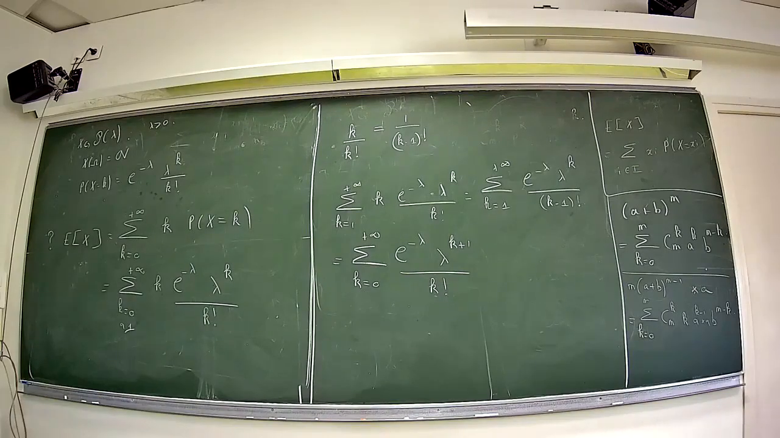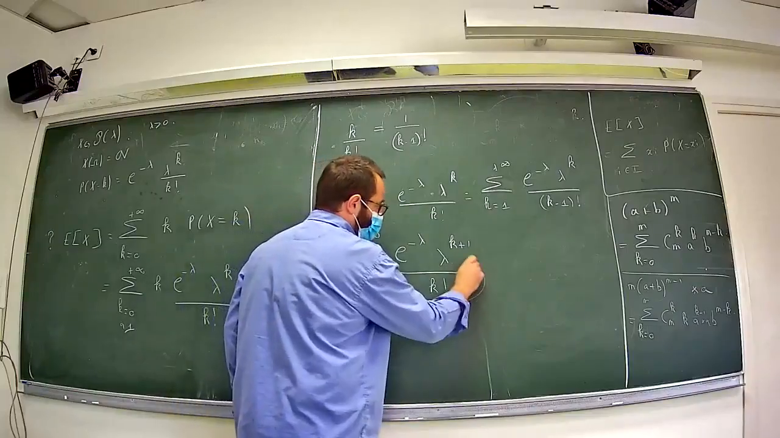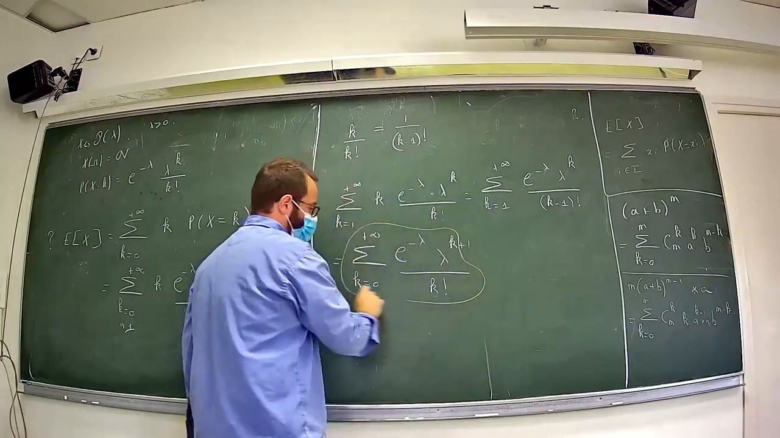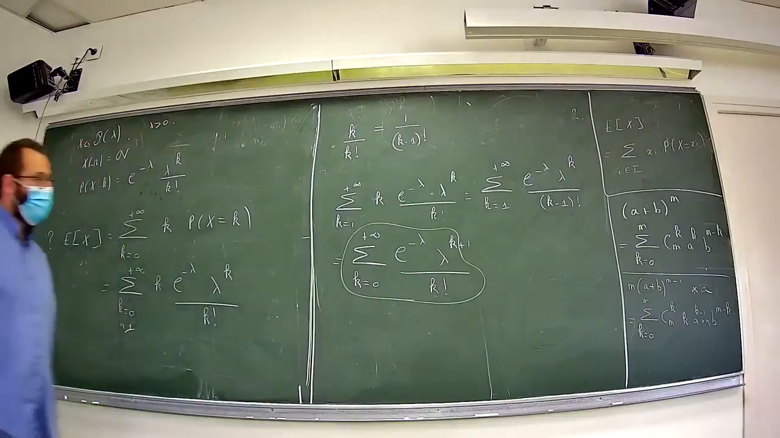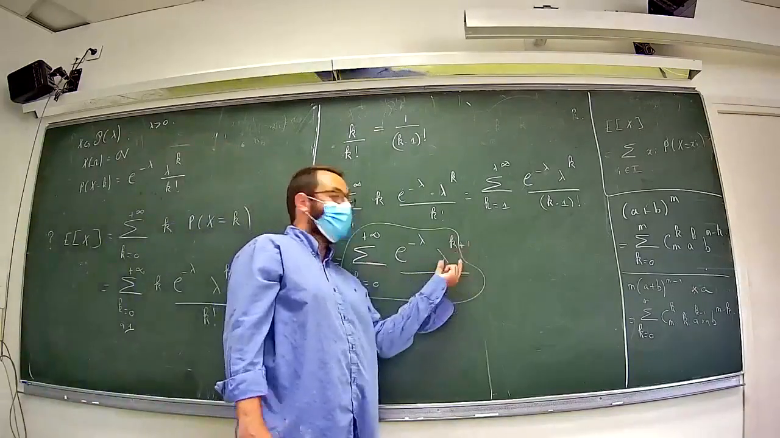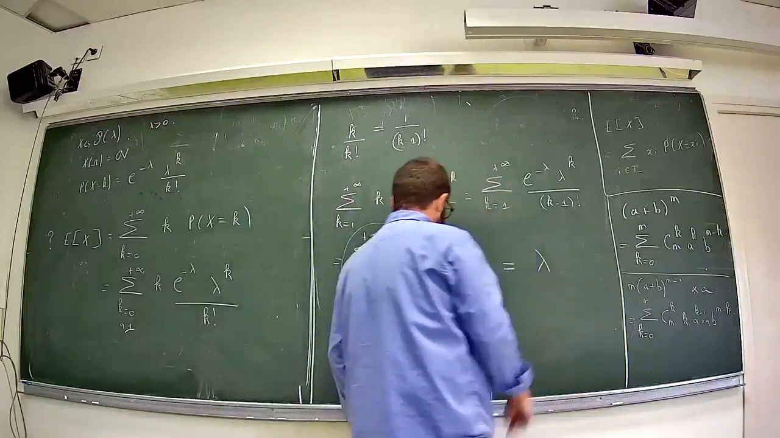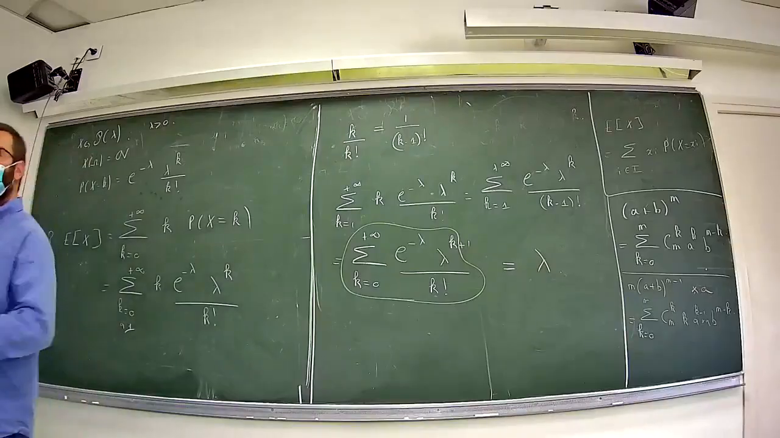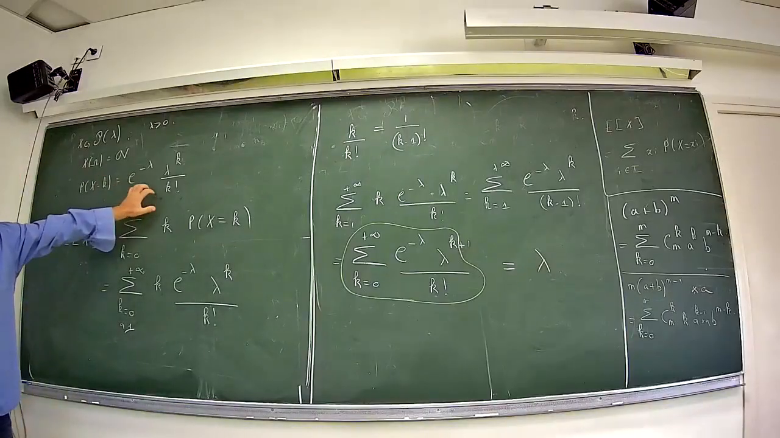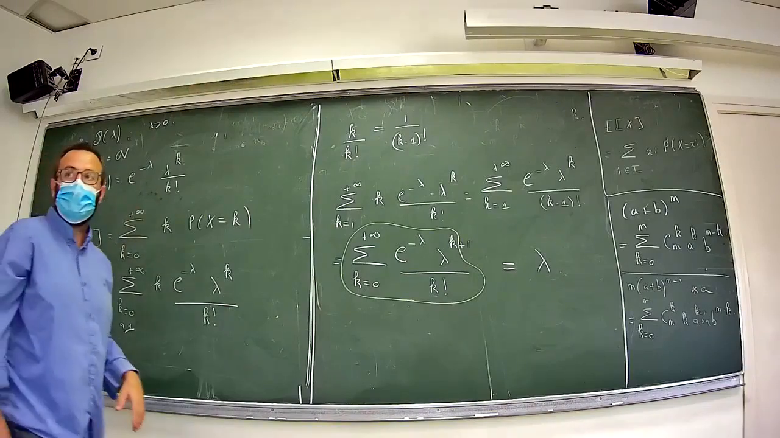But it's not very far from what I want, because what is this sum here? It is 1, and in fact it remains a lambda. So this sum is equal to lambda, because the sum I have circled is equal to 1. It's the sum of all these probability mass functions, which is equal to 1. Okay?